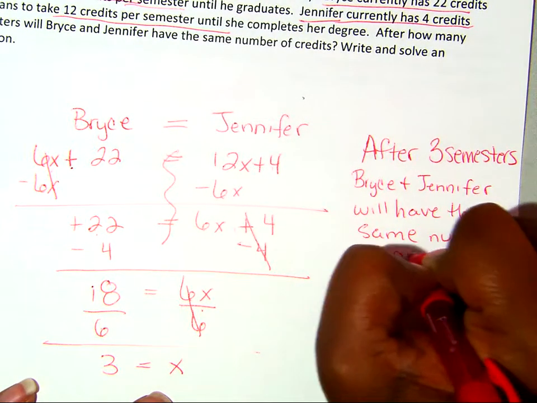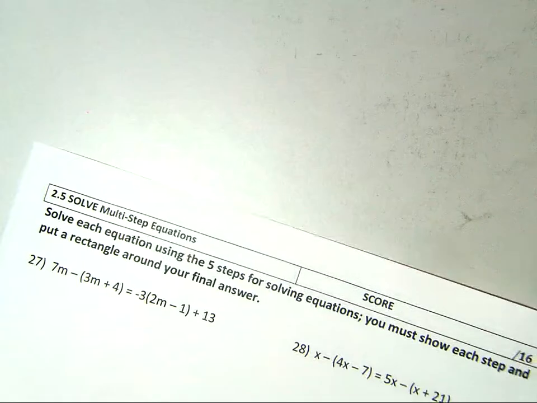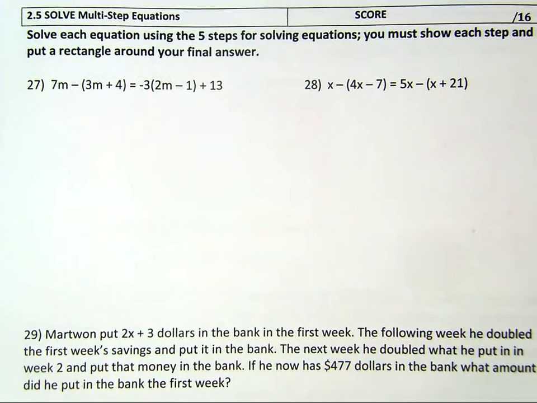All right. Last page. Whew. All right, 27. Still using those 5 steps, so let's go.